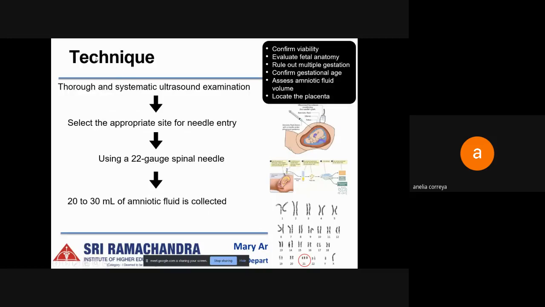So the technique is as follows. Initially, a thorough ultrasound examination is done to confirm the fetal viability, to evaluate the fetal anatomy, to rule out multiple gestation, to assess the gestational age, to assess the overall amniotic fluid volume, and to locate the placenta. After all this is checked, we then select an appropriate site of needle entry, and using a 22 gauge spinal needle, we enter into the amniotic sac, and 20 to 30 ml of amniotic fluid is collected for the testing.